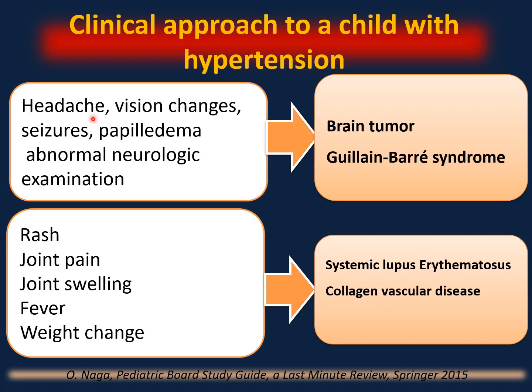If the child is having headache, vision changes, seizures, papilledema, abnormal neurologic examination, think about brain tumor, you will have exaggerated reflexes here. Guillain-Barré syndrome, you will have loss of reflexes. If the child is having rash, joint pain, joint swelling, fever, weight changes, think about systemic lupus erythematosus, collagen vascular disease.